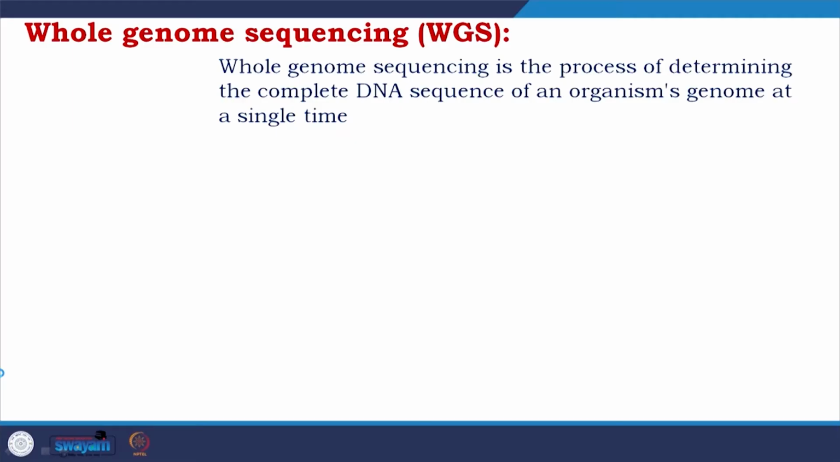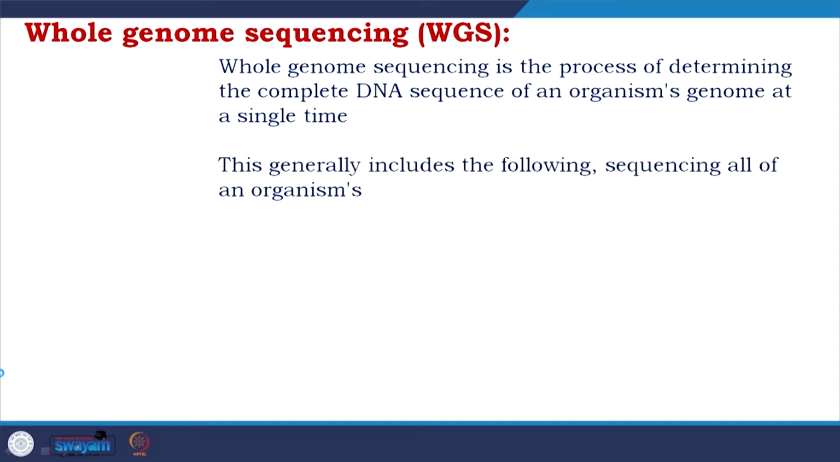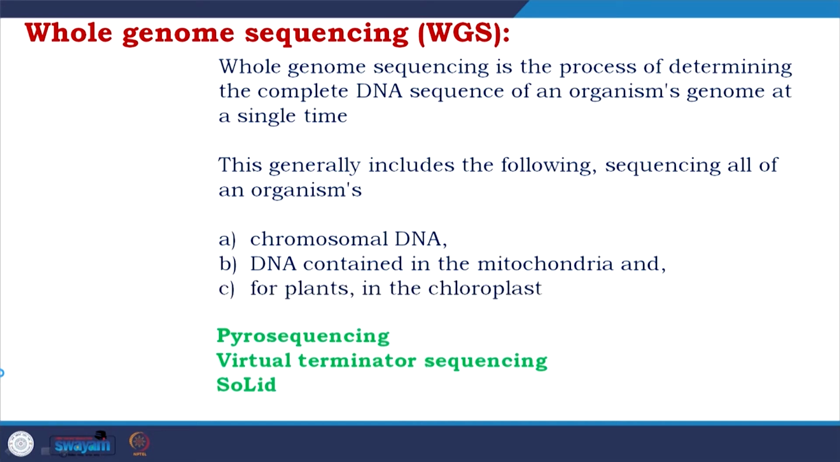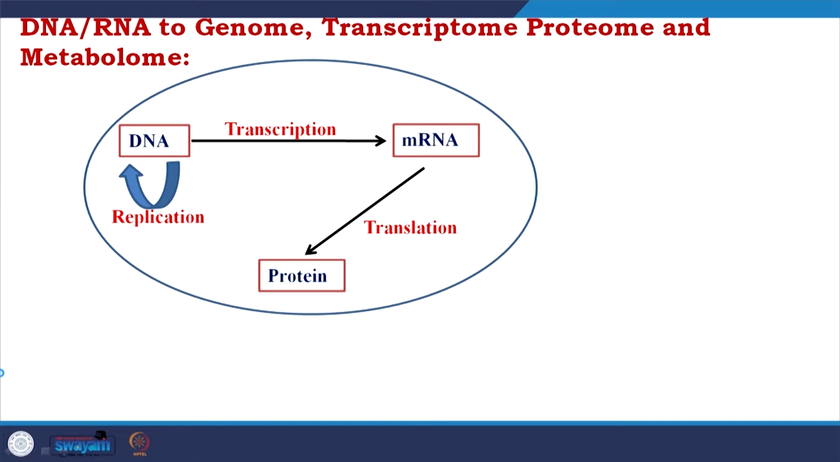Whole genome sequencing is the process of determining the complete DNA sequence of an organism's genome at one time. This generally includes sequencing an organism's entire chromosomal DNA, the DNA content in the mitochondria, and, if it is a plant, in the chloroplast. There are several methods like pyrosequencing, reversible terminator sequencing, and SOLiD, but I am not going into detail on those. I will rather come back to the central dogma I was talking about.